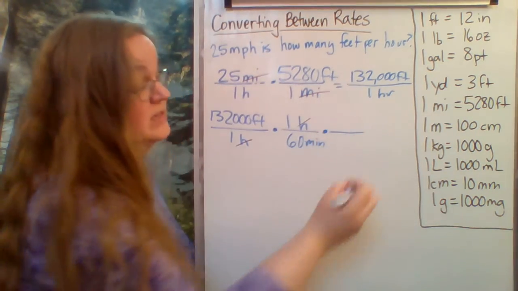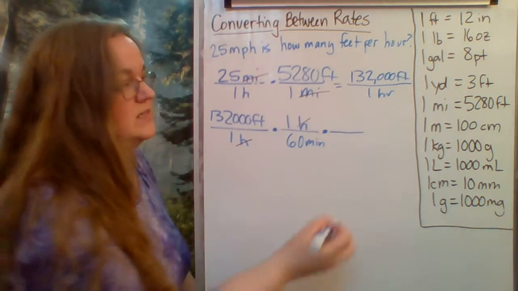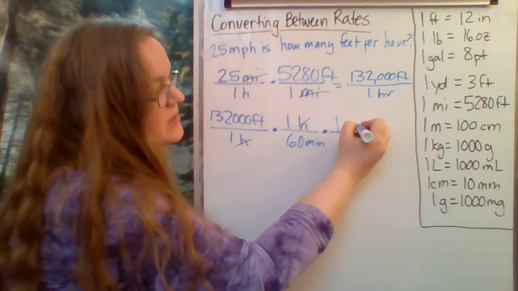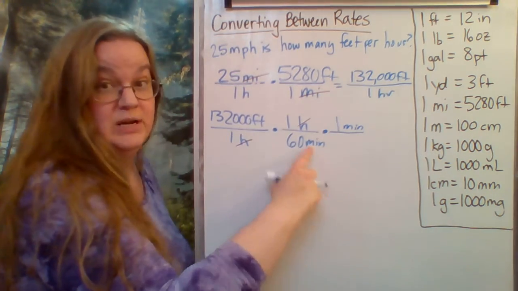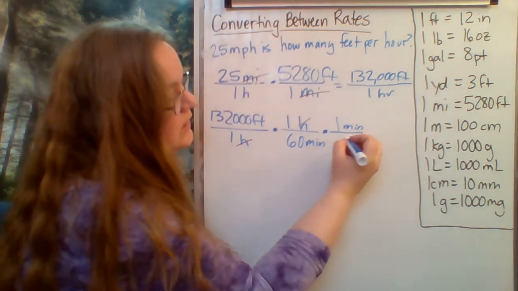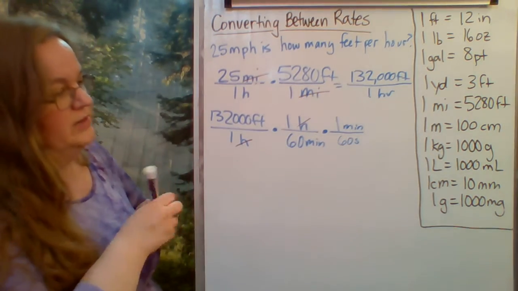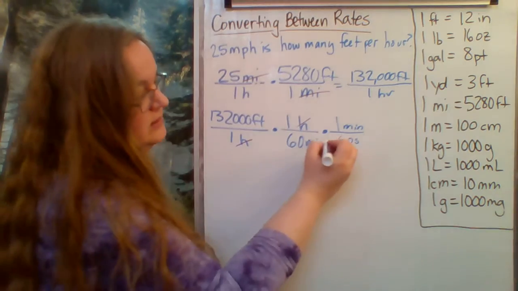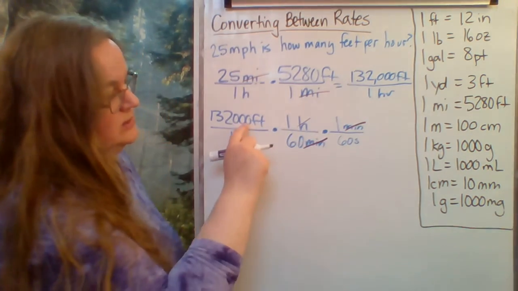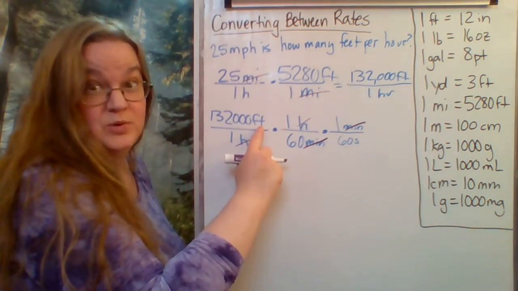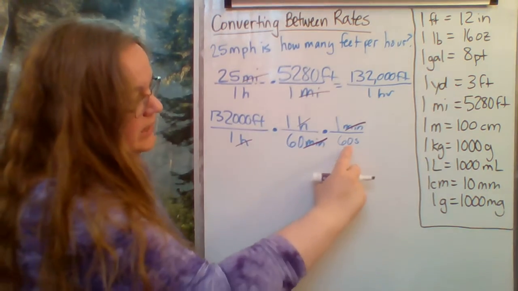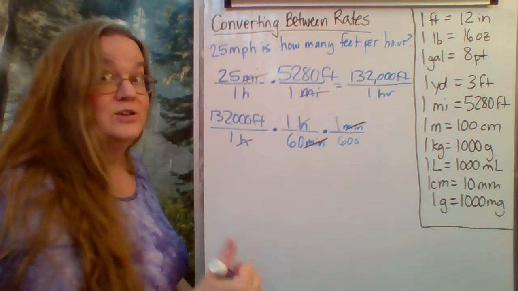I want to get rid of minutes. Well, I know that 1 minute is 60 seconds, so I'm going to put my 1 minute in the numerator because it's in the denominator and I want it to go away, and put my 60 seconds down here. Then what happens is I can eliminate minutes. Well, what's left on the top? Feet, which I want because I want feet per second, and seconds in the denominator, so we're good to go.